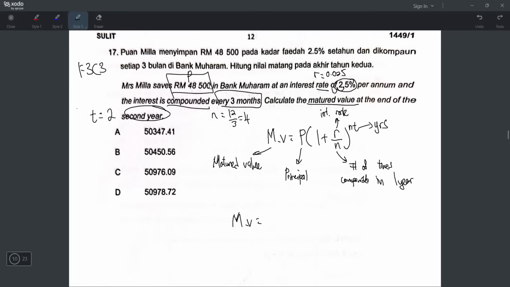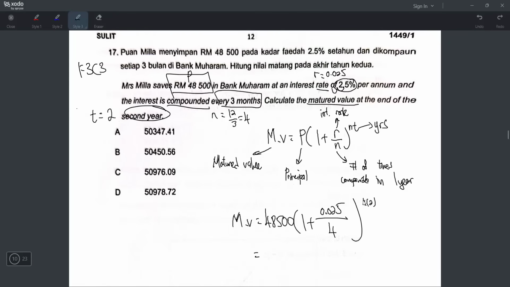With all the P, N, T and R that we know already, now we can find the MV. So for P, I just put in 48500, bracket 1 plus R over N. R I wrote here already, 0.025 over N. N is the 4, just put it in. And then N times T is going to be 4 times 2. If you want to do it fast, you can just press 8, because 4 times 2 is 8, right?